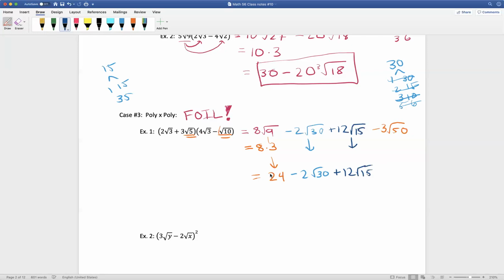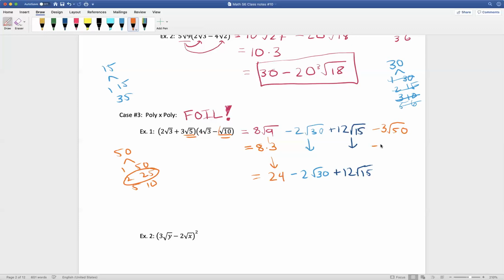Now let's look at minus 3 square root of 50. Factors of 50: 1 and 50, 2 and 25, 5 and 10. We're done. Any perfect square factors here? Sure, 25, whose square root is 5.